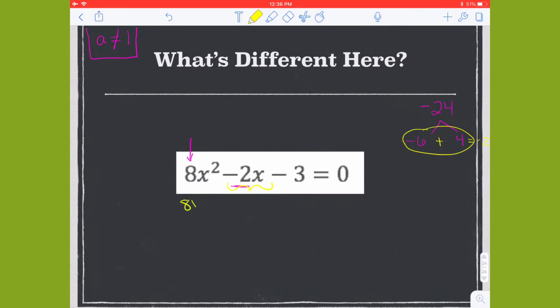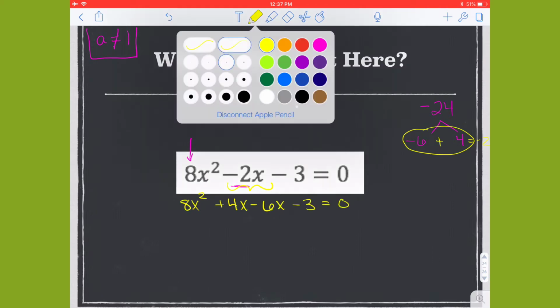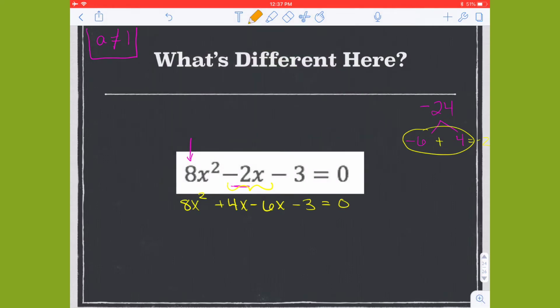So we're going to bring down our 8x squared, and then we are going to rewrite negative 2x as positive 4x and a minus 6x, and then bring down our minus 3. And this is where the factor by grouping begins. In math, when we group, we represent groups through parentheses. So I'm going to group my first two terms together, and I'm going to add it to my second two terms grouped together.